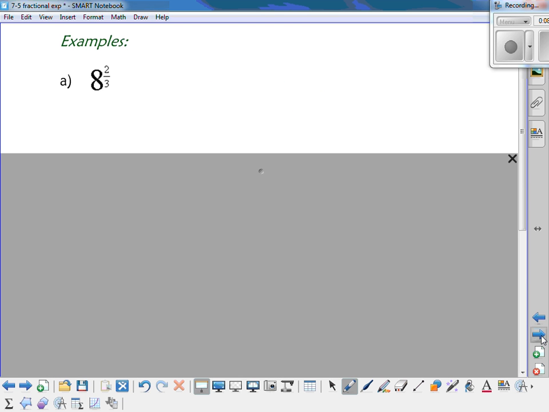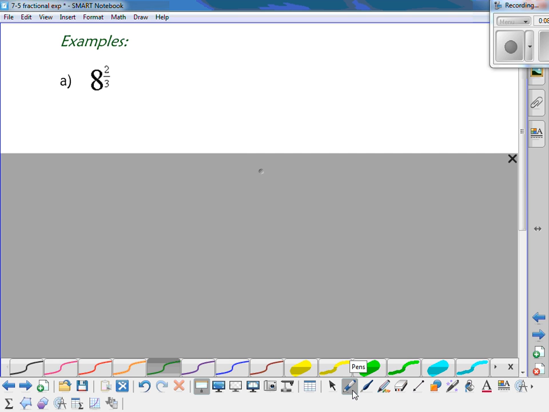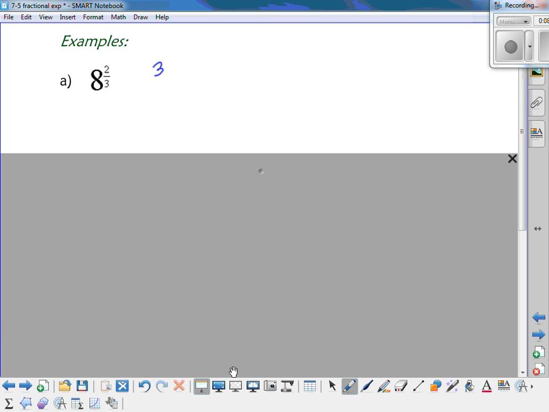So for example, if I have 8 to the 2/3 power, it's going to be easier if I take the root first than if I square it and then take the root. So I'm going to take the third root of 8 and then I'm going to square it. So what times itself 3 times is going to give me 8? 2. So that means I've got 2 squared. So the answer would be 4.